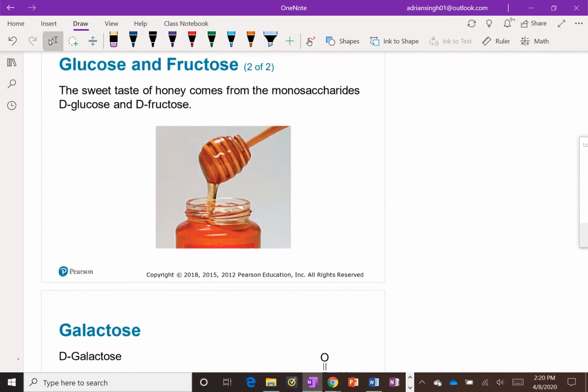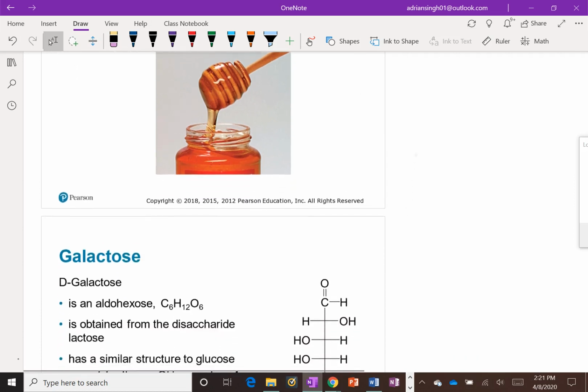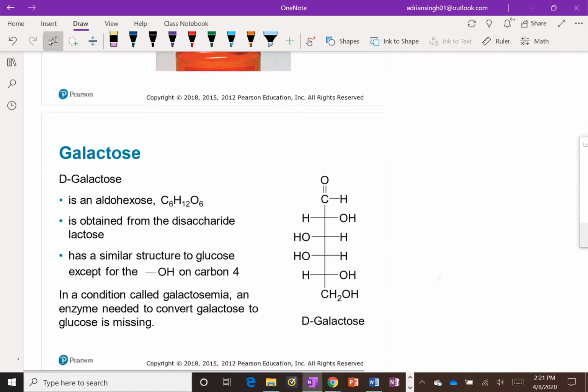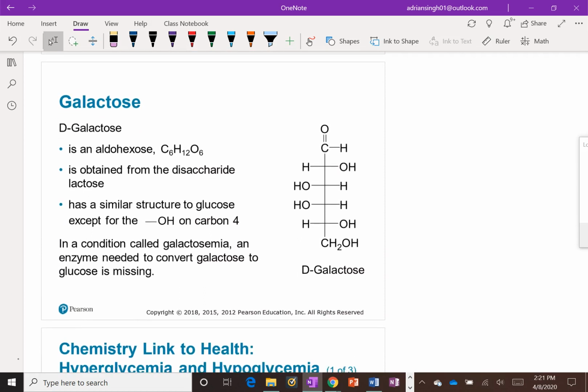The taste of honey actually comes from a mixture of those two sugars, D-glucose and D-fructose. The third monosaccharide, galactose, which is found naturally in the D isomer, so it's the D isomer because the OH on the last chiral carbon is to the right. This is also an aldohexose, right? So aldehyde, and we have 1, 2, 3, 4, 5, 6 carbons. It's formed from the breakdown of lactose, which is a disaccharide.